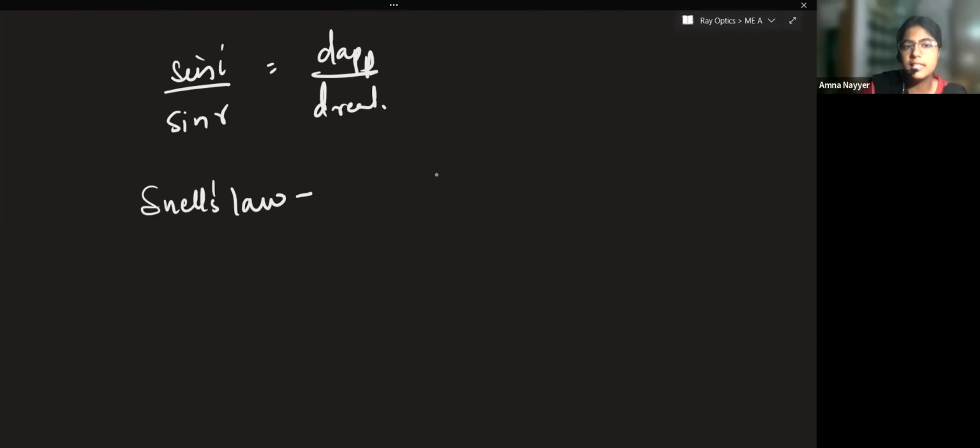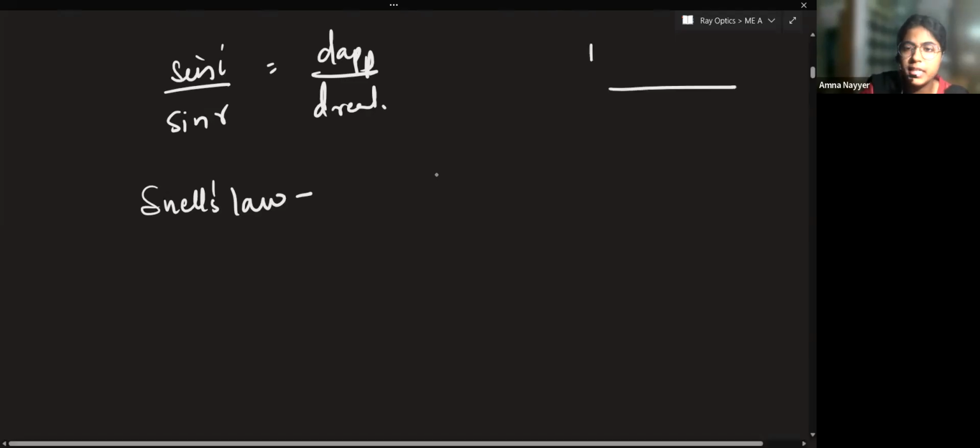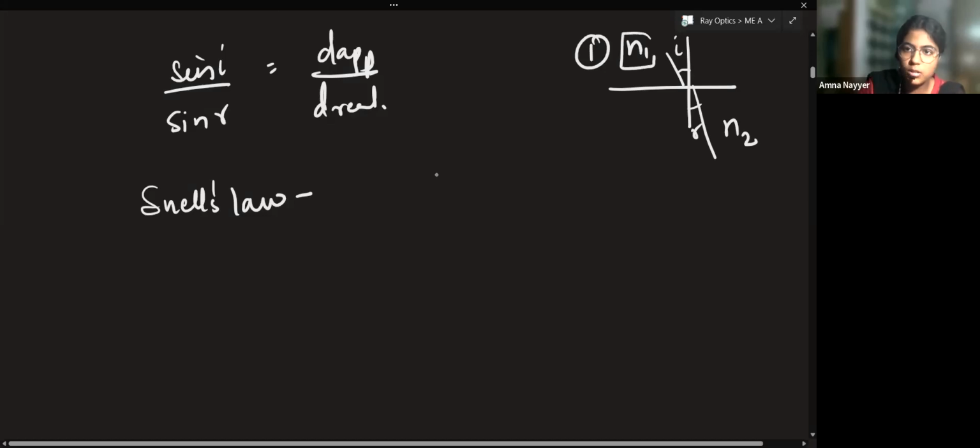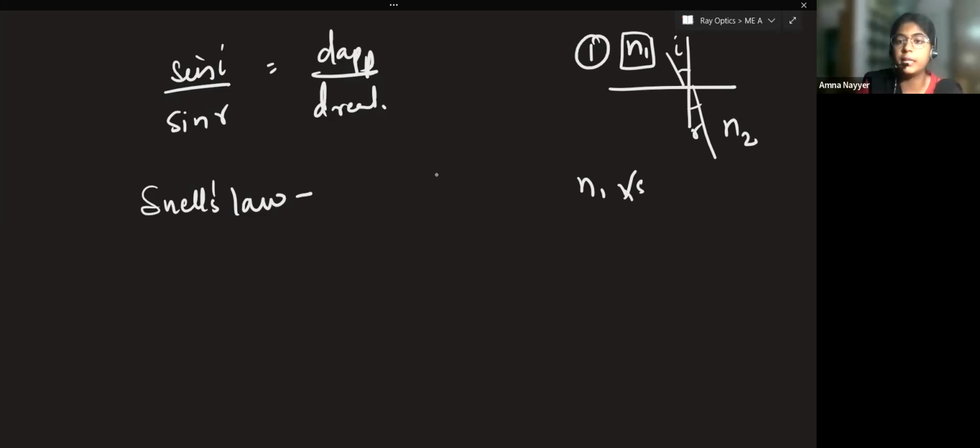So Snell's law says that sine I by sine R is equal to the refractive index. Now, how to write Snell's law? For example, this is one medium having refractive index n1. The angle formed here is I. Here the angle formed is R and the refractive index is n2. The best way to write Snell's law is to take the refractive index of the medium and multiply it with the sine of the angle present within that medium. Like here I is present, so n1 multiplied by sine I is equal to n2, the refractive index here, multiplied by sine R. Let's take some more cases.